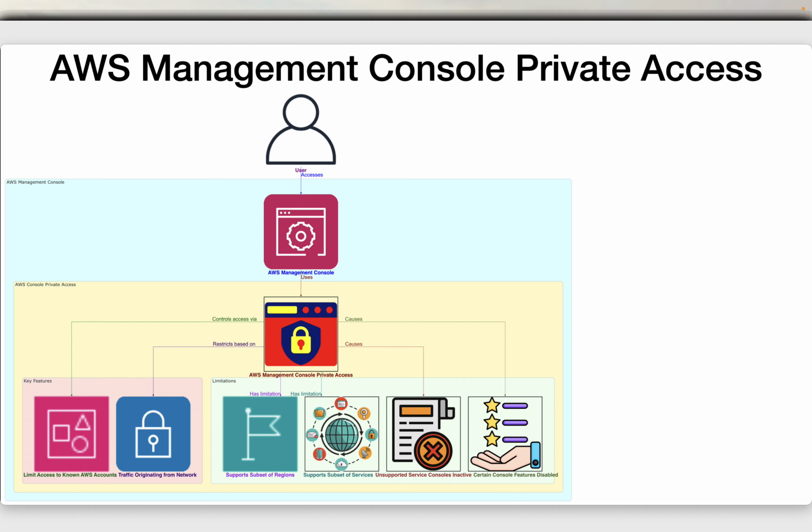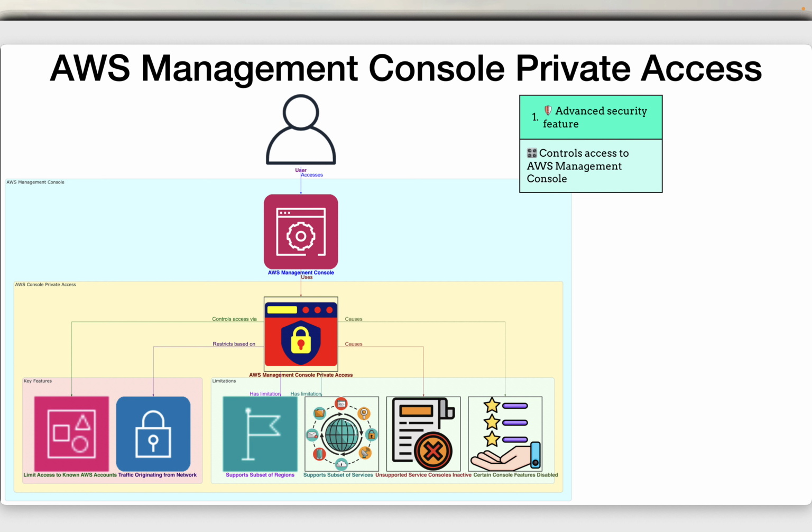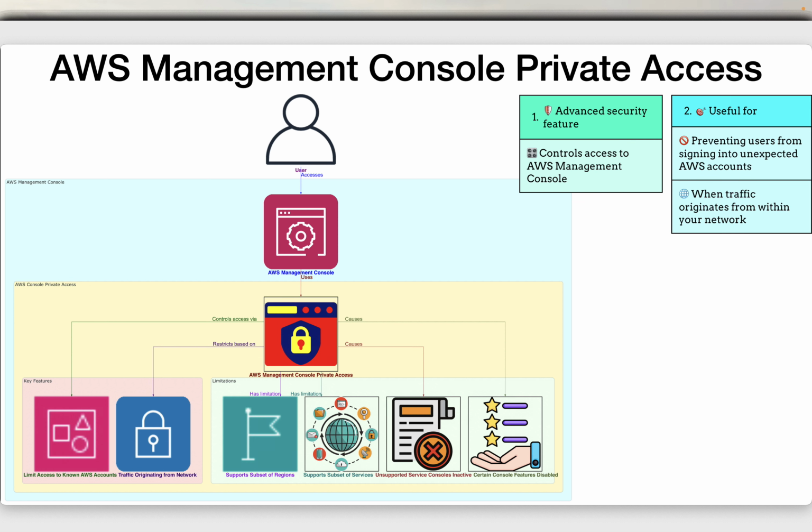So next is AWS Management Console Private Access. AWS Management Console Private Access is an advanced security feature to control access to the AWS Management Console. It is useful when you want to prevent users from signing into unexpected AWS accounts from within your network. With this feature, you can limit access to the AWS Management Console only to a specified set of known AWS accounts when the traffic originates from within your network.